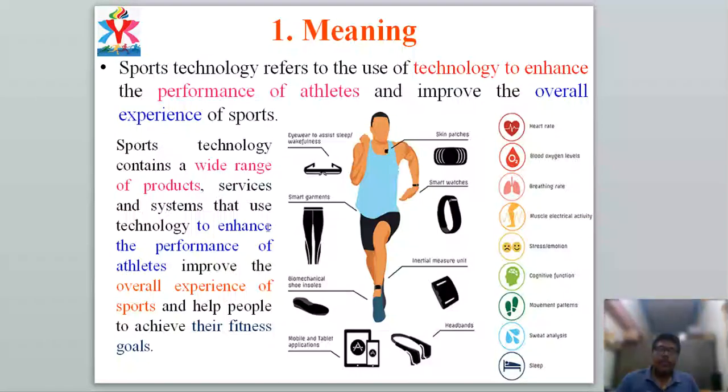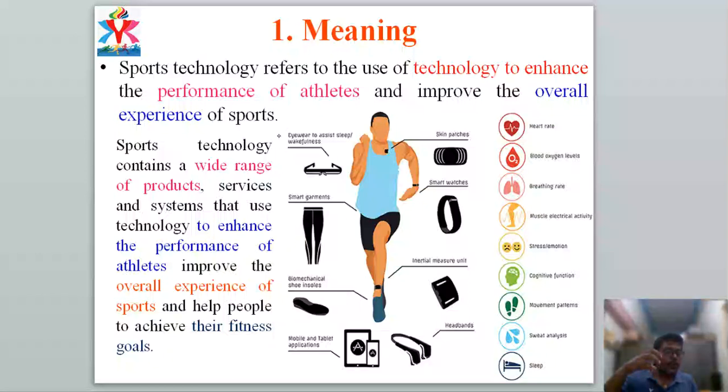Here the first point is about the meaning of sports technology. So actually this sports technology refers to enhancing the performance of an athlete. So that is the most important factor. So why is this technology helpful to the performer? It is helpful to enhance the performance of an athlete in a legal manner. That is most important. You have to know, in a legalized manner, and improve the overall experience of sport.